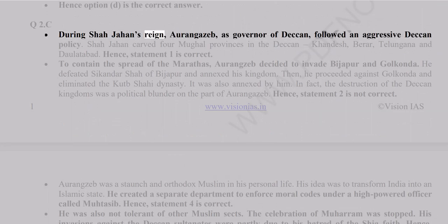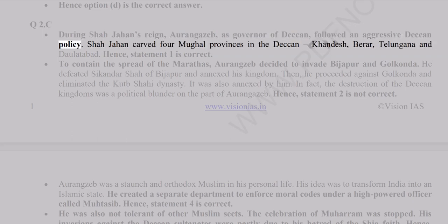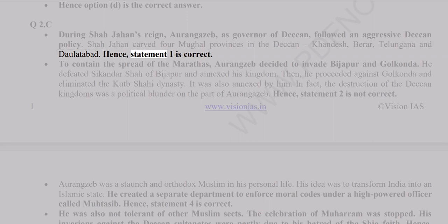Q2.C. During Shah Jahan's reign, Aurangzeb, as governor of Deccan, followed an aggressive Deccan policy. Shah Jahan carved 4 Mughal provinces in the Deccan: Khandesh, Berar, Telangana, and Daulatabad. Hence, statement 1 is correct.